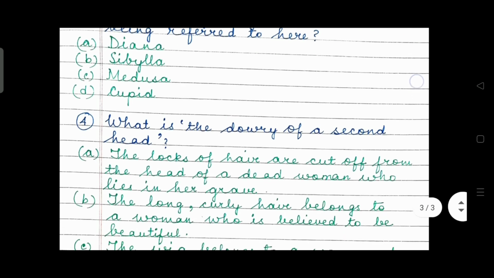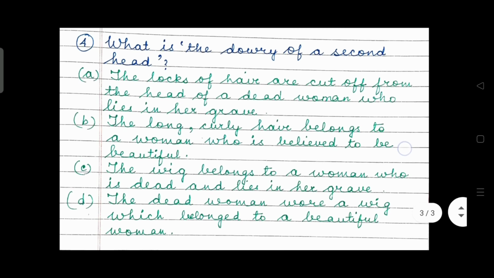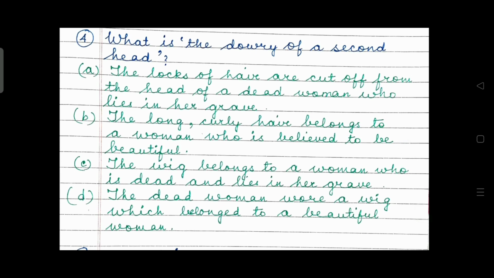Question 4. What is the dowry of a second head? The locks of hair are cut off from the head of a dead woman who lies in her grave. The long curly hair belongs to a woman who is believed to be beautiful. The wig belongs to a woman who is dead and lies in her grave. The dead woman wore a wig which belonged to a beautiful woman. So this is quite confusing. Never mind. Let me tell you the right answer.